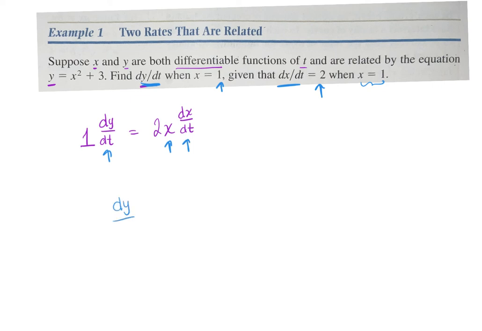dy/dt, I do not know. I know what my x is. X is 1. I know what my dx/dt is. dx/dt is 2. So my dy/dt is going to be 4. What did that tell me? That told me that when x is 1, y is changing at a rate of 4. That's how it's changing, all right? That is the rate of change for y with respect to t there.